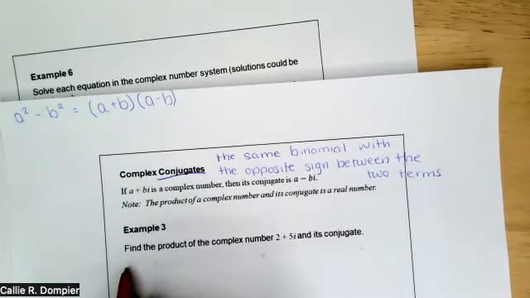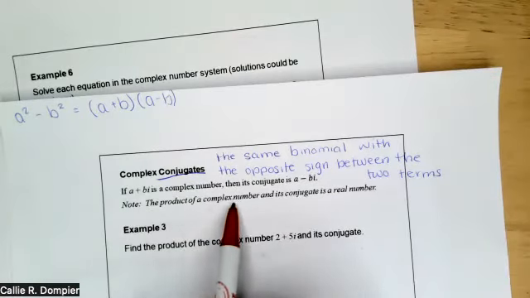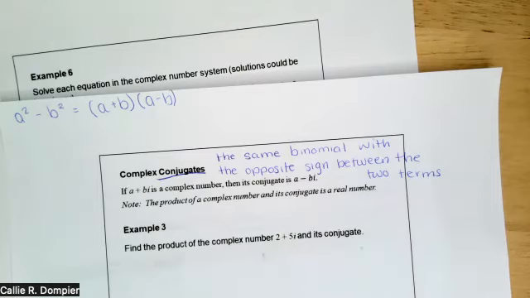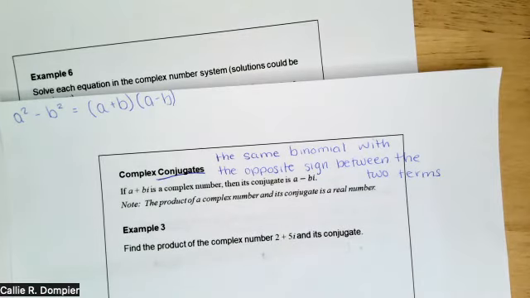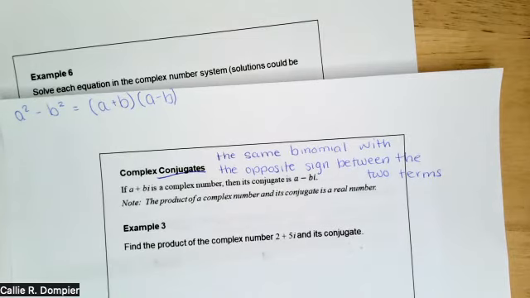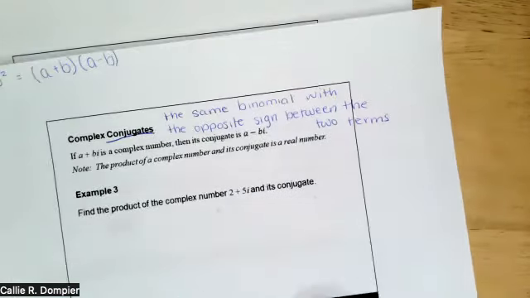Find the product. The product of a complex number and its conjugate is a real number. That's the whole reason we have complex conjugates, is so that you can turn a binomial or an imaginary term into a real number. Find the product of the complex number 2 plus 5i and its conjugate.